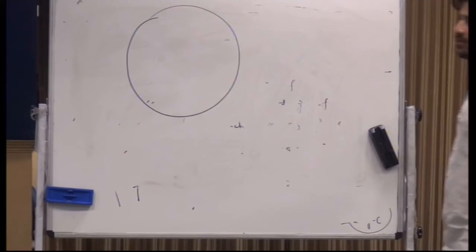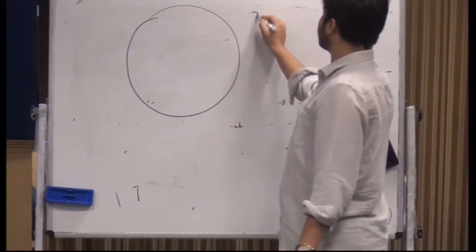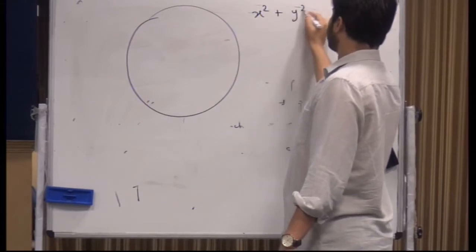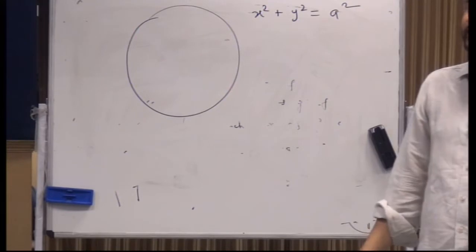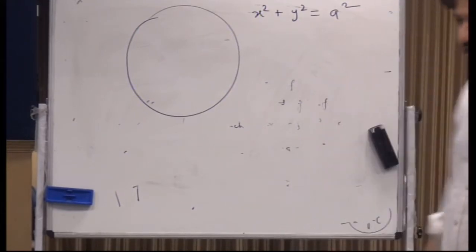Now this is a circle, right, and what is the equation of this circle? x square plus y square is equal to a square. So basically, what is the center of this circle? 0, 0. And what is the length of the radius? a.